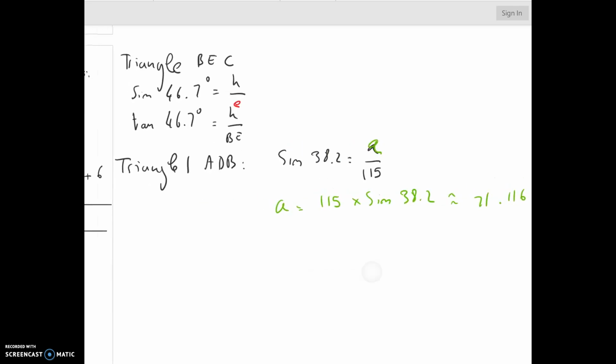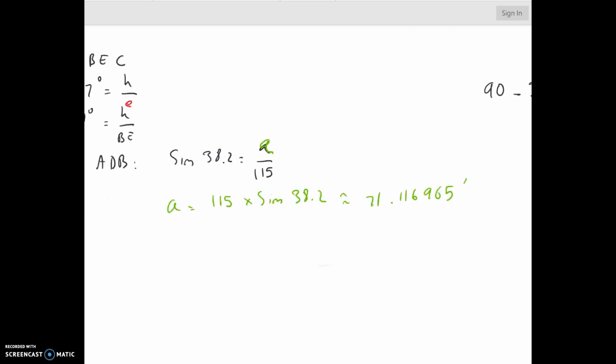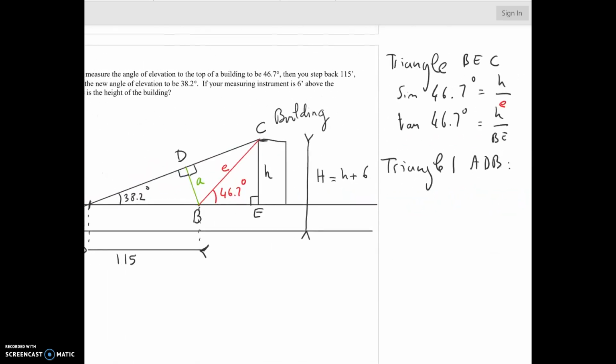Also, I can define the complementary angle, being 90 minus 38.2 degrees, and that will be equal to 51.8 degrees. What is 51.8 degrees? 51.8 degrees is this angle right here, 51.8 degrees.